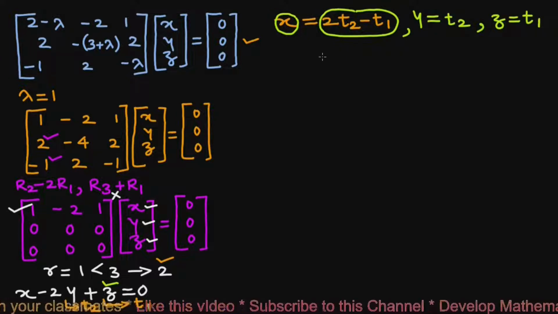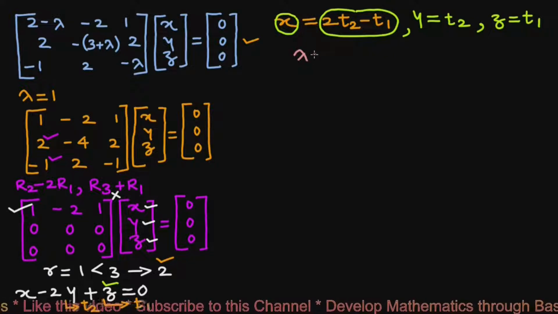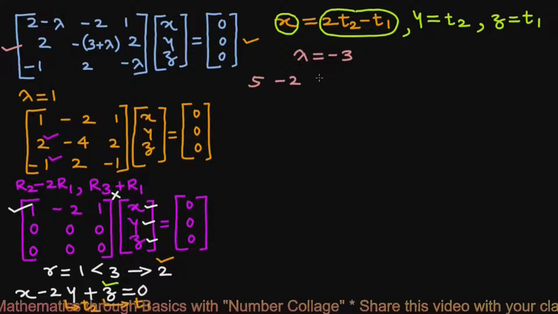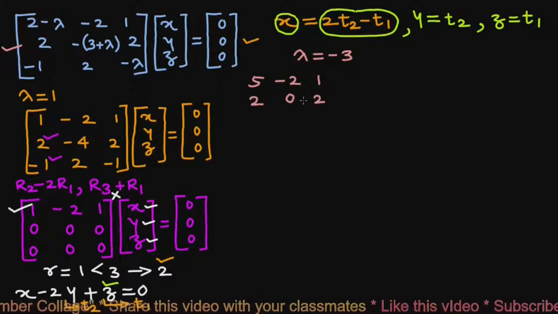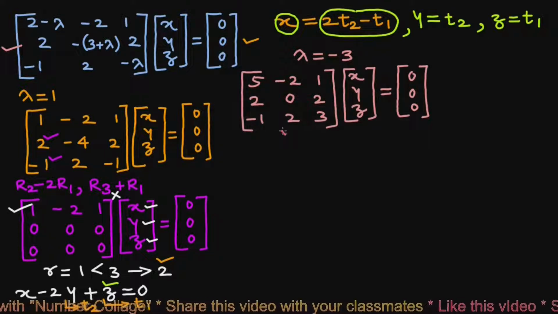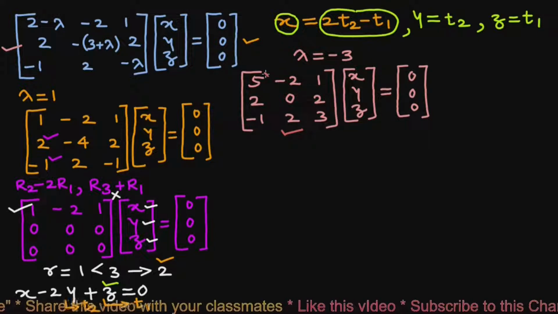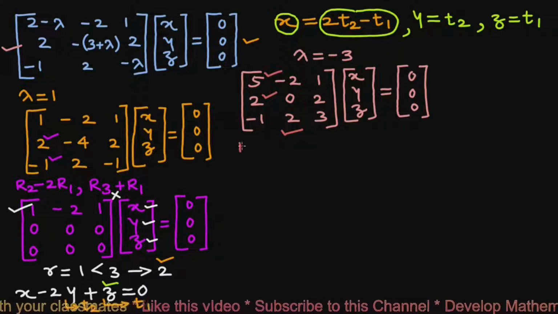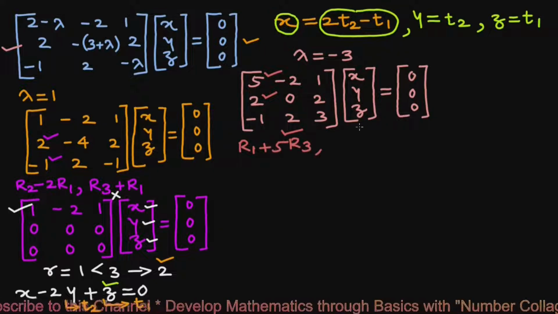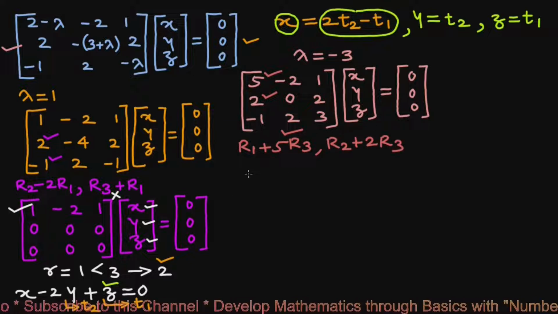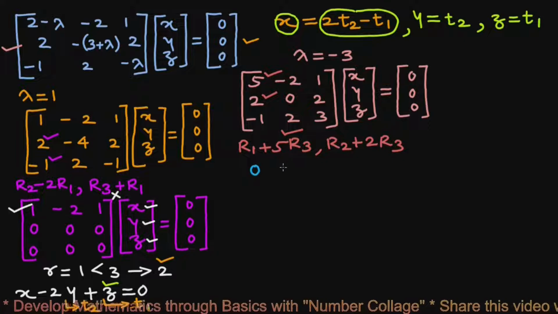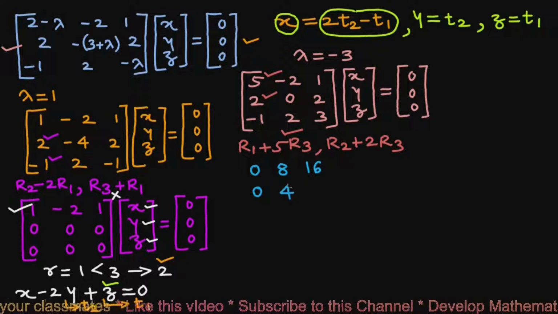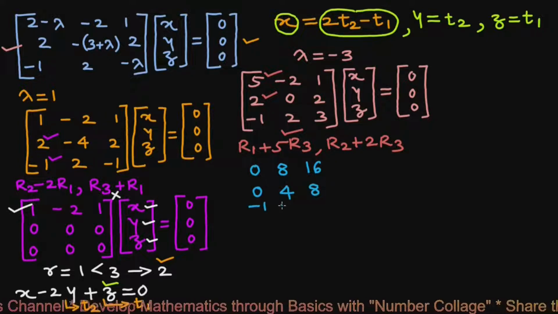Next, let's find solutions of this equation when lambda equals minus 3. When lambda equals minus 3, this equation becomes [5, minus 2, 1; 2, 0, 2; minus 1, 2, 3]. In order to convert this coefficient matrix into row echelon form, we will reduce this 5 and this 2 to 0, and for that we will use row transformations R1 plus 5 R3 and R2 plus 2 R3. That gives 5 minus 5 is 0, 10 minus 2 is 8, 15 plus 1 is 16, 2 minus 2 is 0, 0 plus 4 is 4, 2 plus 6 is 8, and minus 1, 2, 3.